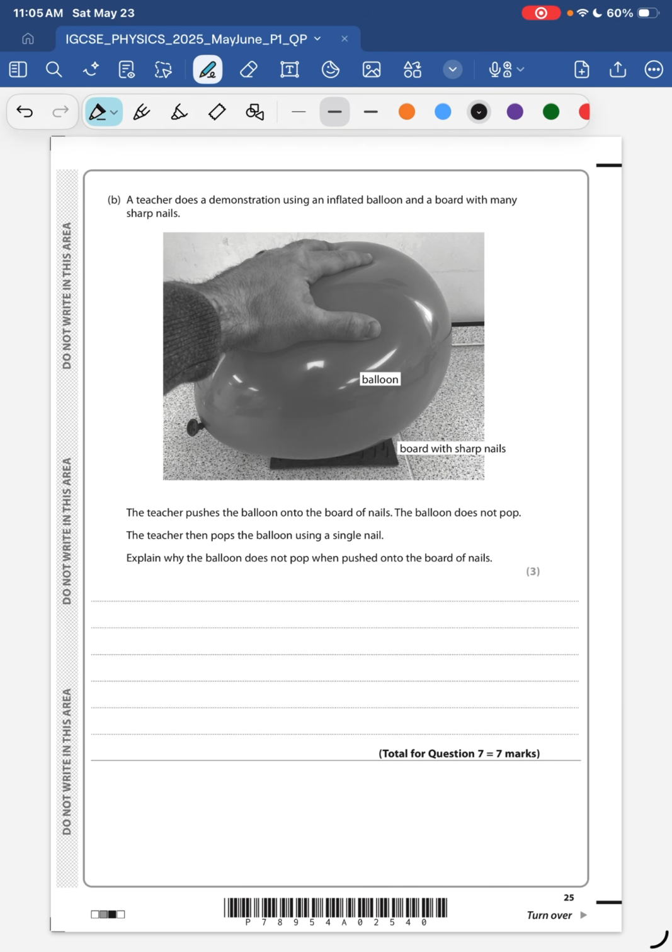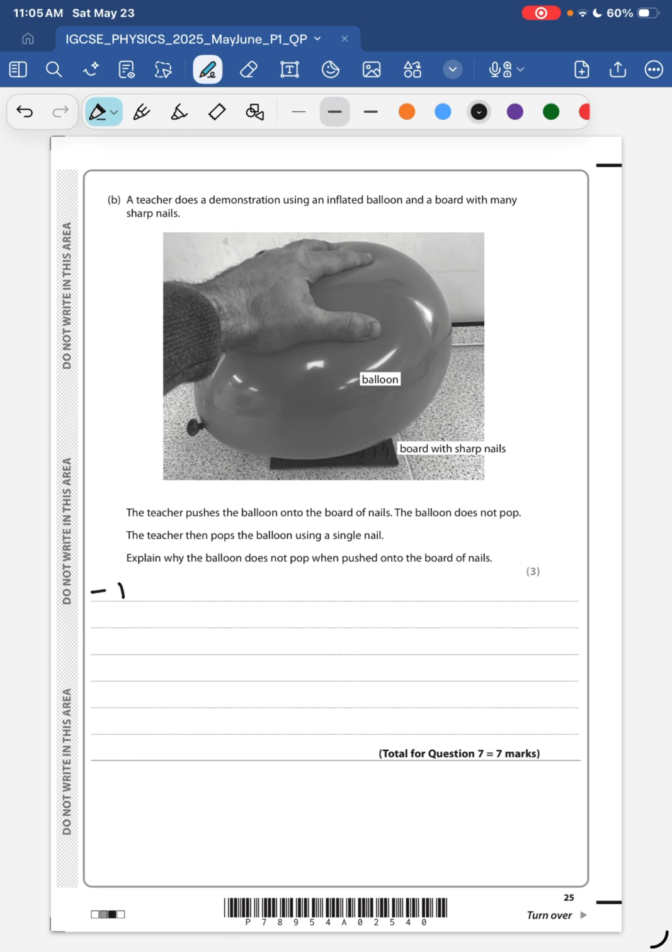Too many questions where you have to write things instead of calculating things, I have to say, for the GCSE papers. So a teacher does a demonstration using an inflated balloon and a board with many sharp nails. The teacher pushes the balloon onto the board of nails. The balloon does not pop. The teacher then pops the balloon using a single nail. Explain why the balloon does not pop when pushed onto the board of nails.